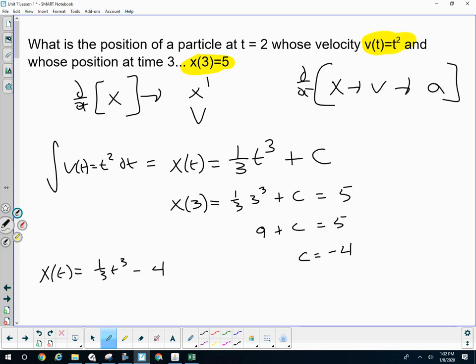I get c is -4. That's not the answer we're looking for. We're looking for the position at time 2. Plug in 2, I get 8/3 minus 4, so that's going to be -4/3. This value tells me a location. I am located to the left of the origin.